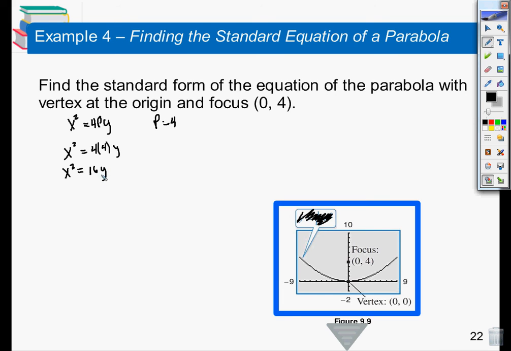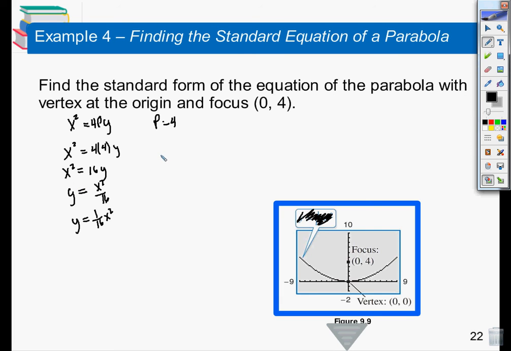Yeah, exactly. And now if I wanted to get y by itself, to get it into a more familiar type of equation, y would equal x squared over 16, or y equals 1/16 times x squared. This would be the more familiar way of looking at it, but right here would be the way that we would define this equation. Okay, so not too bad.